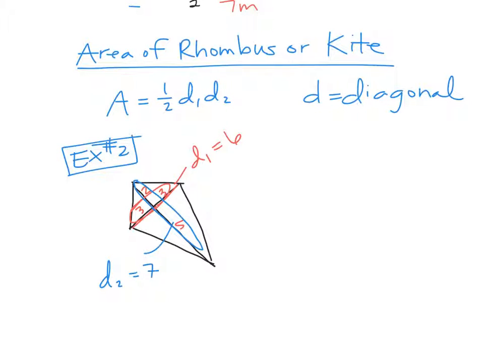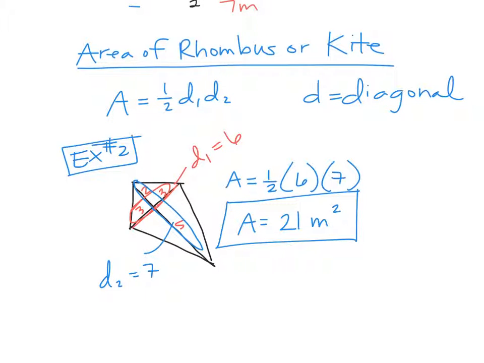So you're just doing 1/2 times diagonal 1 times diagonal 2 for your area, and you get 21. We're going to say we were talking meters here. I didn't label any of them meters, but that would be 21 square meters. Okay, so your diagonals on a kite, those are cutting through the kite, not sides of the kite. Questions on that?